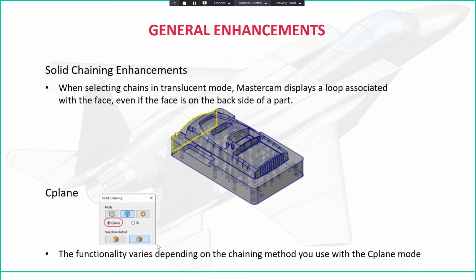Also, in previous revisions for solid chaining, we used to be set with 3D and face mode, which was kind of interesting, seeing as wireframe has the C-plane option. So in 2021, it's now C-plane and 3D. It works exactly as it would with wireframe chaining, so it makes a little bit more sense for all of us.